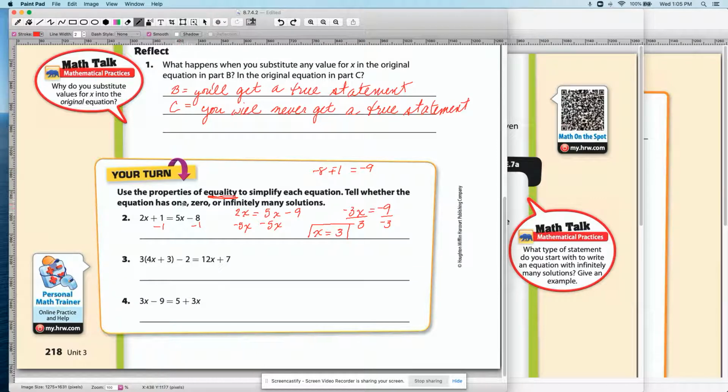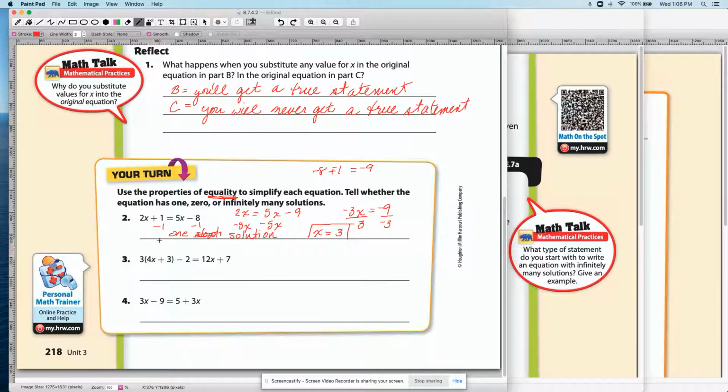Tell whether the equation has 1, 0, or infinitely many solutions. This equation has one solution, and it is... so I didn't spell that right. Oh my goodness. Let me try this again. Solution. Okay. And the solution is 3.